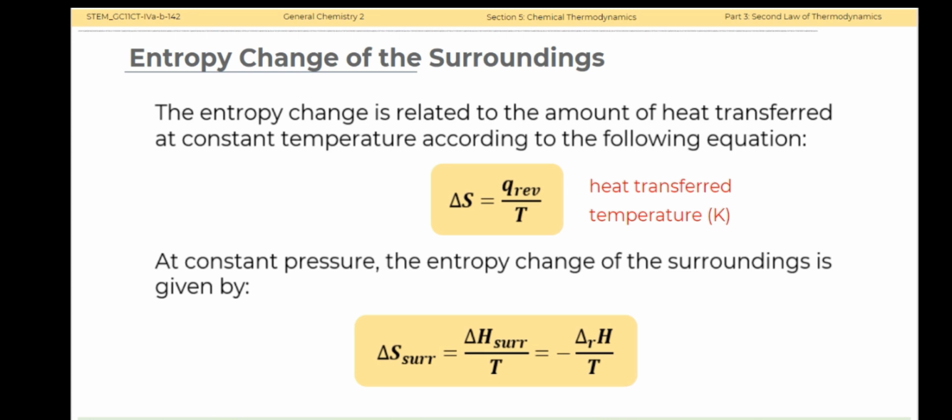At constant pressure, the entropy change of the surroundings is equal to the enthalpy change of the surroundings divided by the temperature in Kelvin. It is also equal to the negative enthalpy of reaction divided by the temperature in Kelvin.